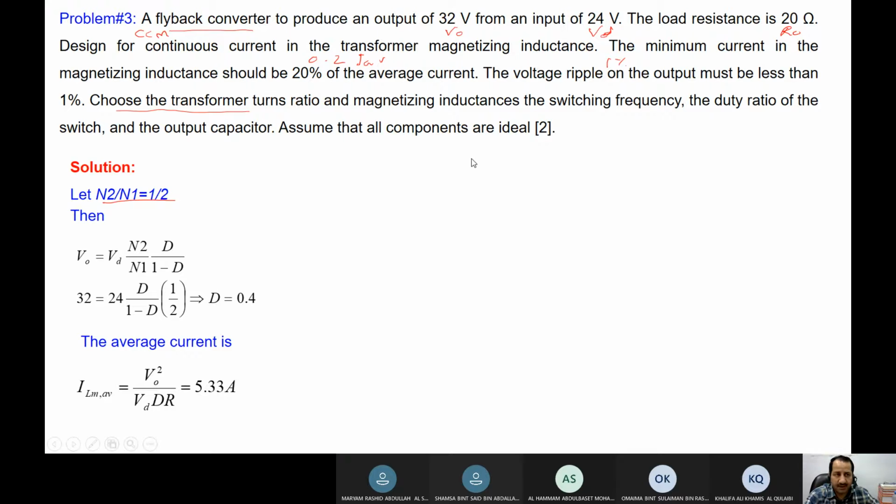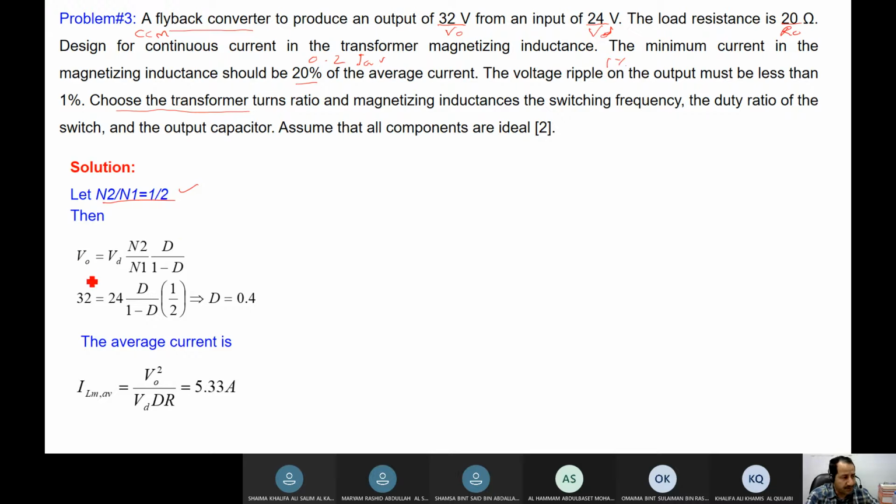Now have a look here. Now he just told me that this is your output, this is your input, and the load is 20. And just he put here 2 constraints, the ripple and the magnetizing inductance current should be 20% of the average current. That's all. Everything else we need to assume or start to calculate. Have a look. As I mentioned, transformer turn ratio, we assume it as he mentioned here. You can assume the transformer turn ratio.